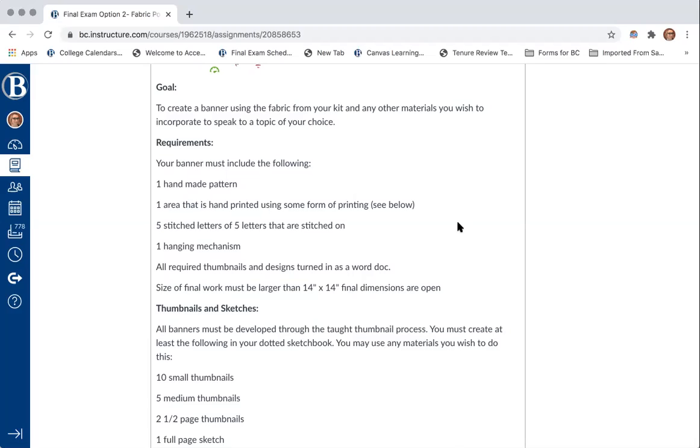And then you've got to do thumbnails in your designs. You're going to turn it in as a Word document. And then the final size of your dimensions for your banner have to be 14 inches by 14 inches. It can be much larger than that if you want, but it cannot be smaller than 14 by 14.